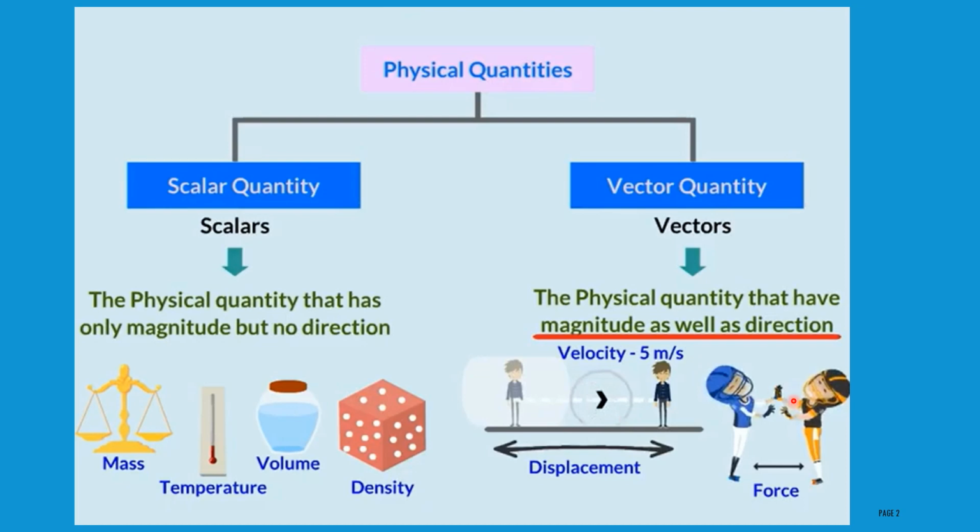Then here consider two girls, they are pushing each other. They are pushing in opposite directions, therefore it is showing the direction. When they are pushing, they are applying a force on each other, therefore force is also one of the best examples of a vector quantity.